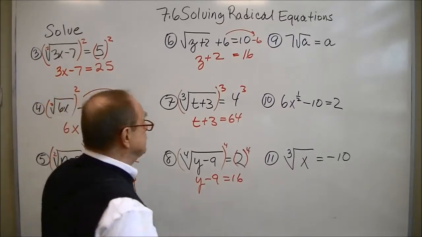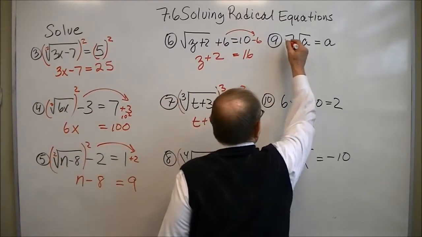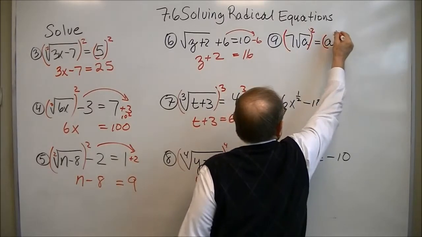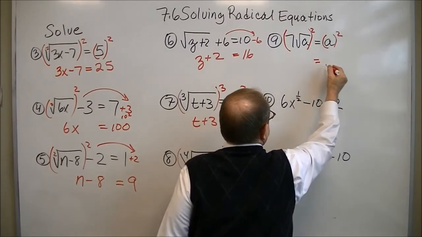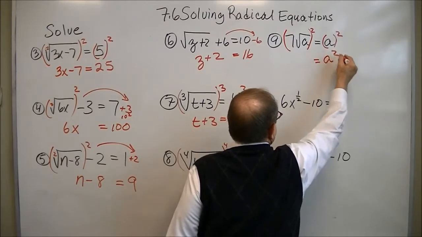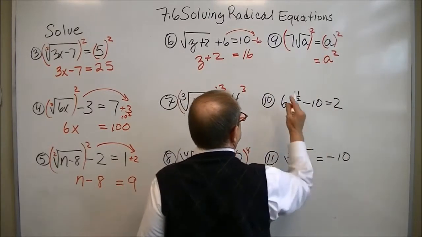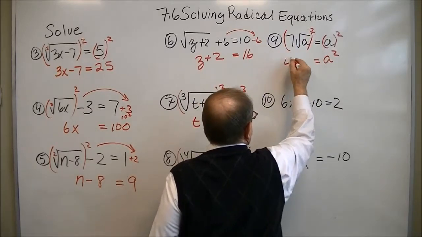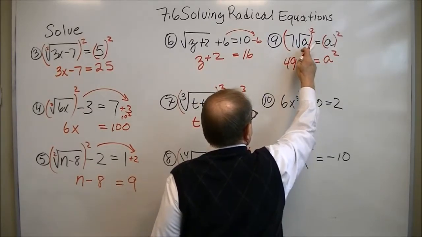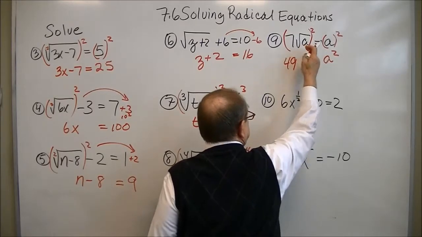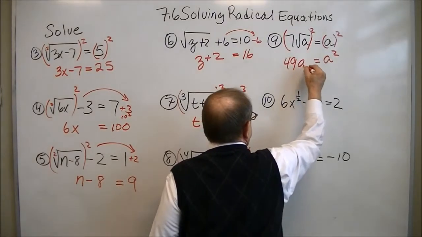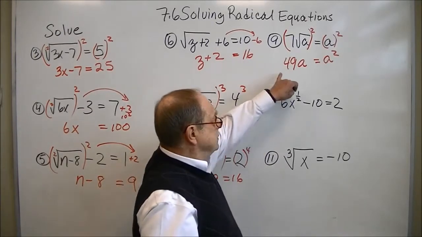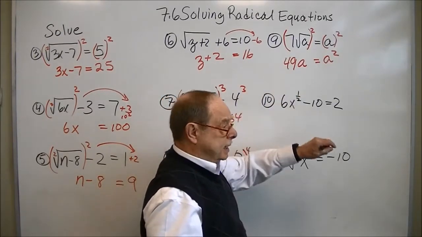Number 9 is a little tricky because we have to square this side. Square that side. So this becomes a squared. This is 7 squared is 49, and then a times a, or just the radicand a. So here we now have something a little different. We have a quadratic. We'll get to that.